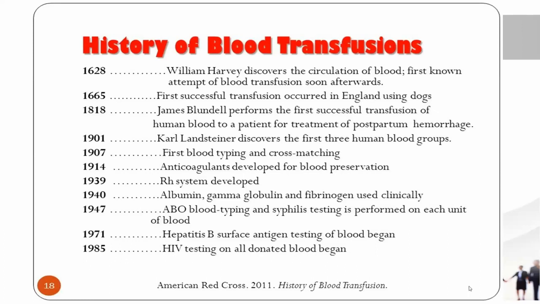After many years, almost closer to 300 years, Karl Landsteiner discovered the first three human blood groups, ABO. In 1907, the first blood typing and cross-matching started. In 1914, anticoagulants were developed for blood preservation. The Rh system was developed in 1939. Albumin, gamma globulin, and fibrinogen started to be used in 1940. In 1947, the famous syphilis test started on donated blood.